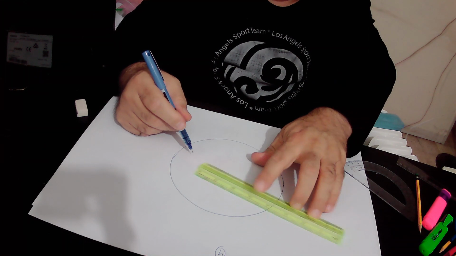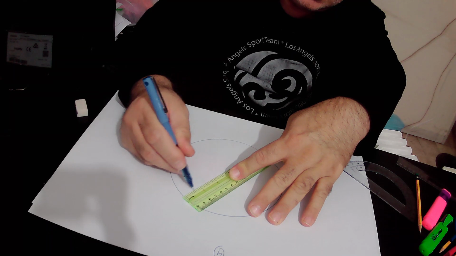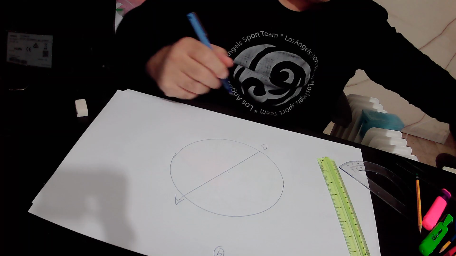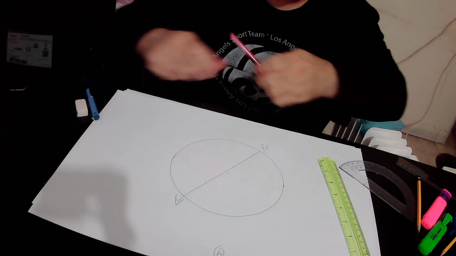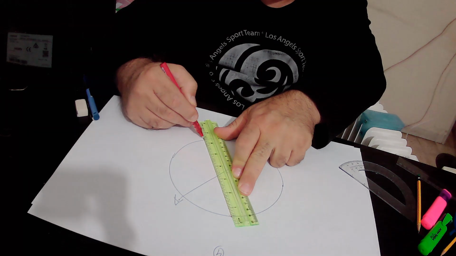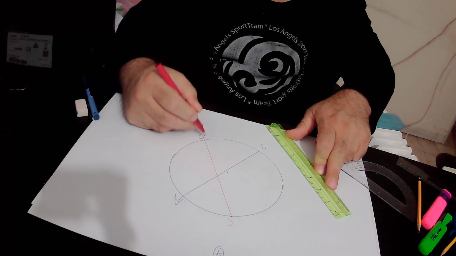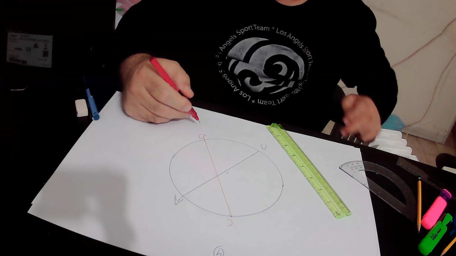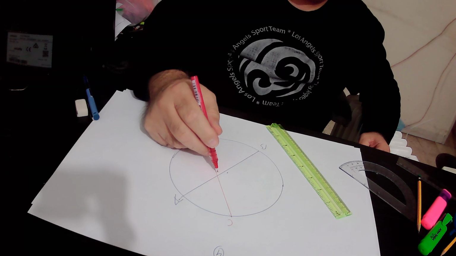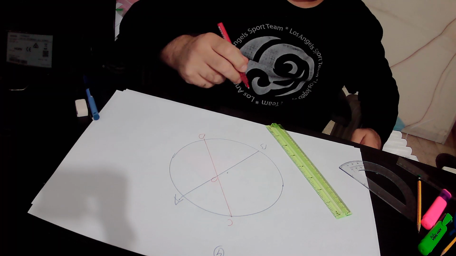if chord AB, this is chord AB, intersects with chord CD, this is chord CD, in the red line, and the intersection point of those two chords is at this point, point O. So I write it down.